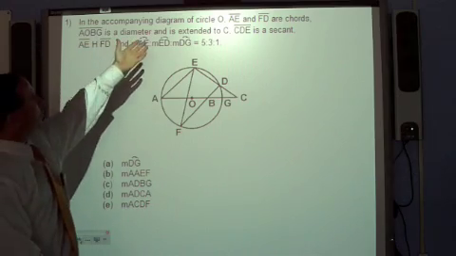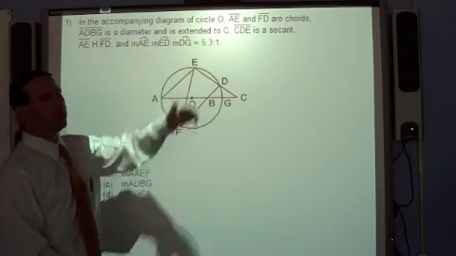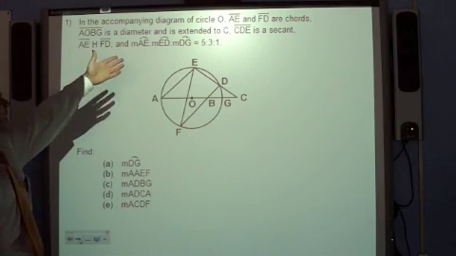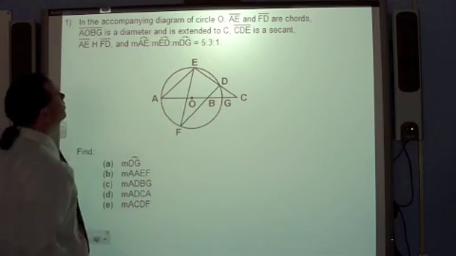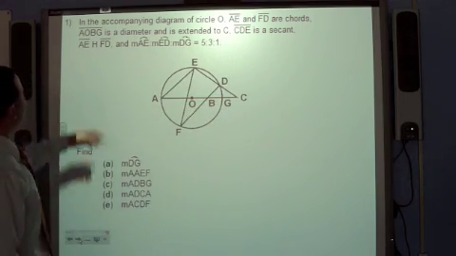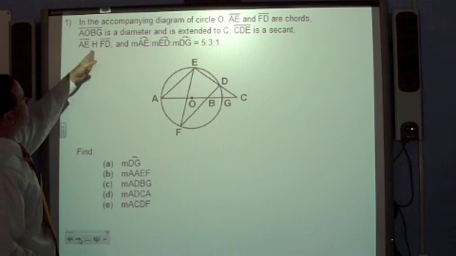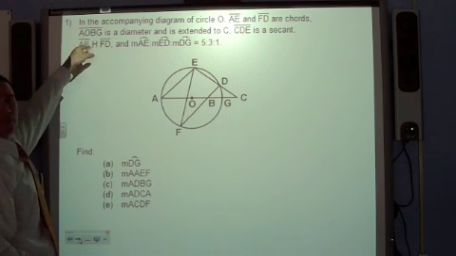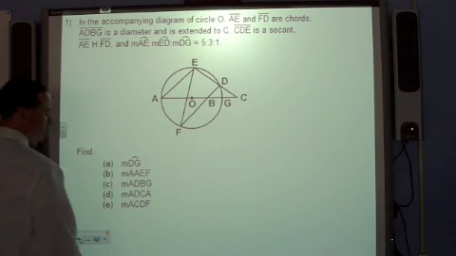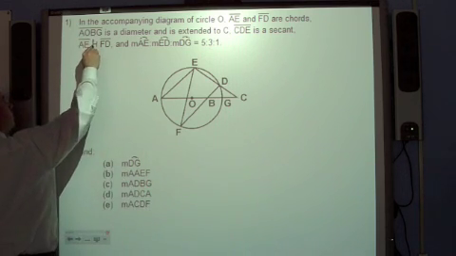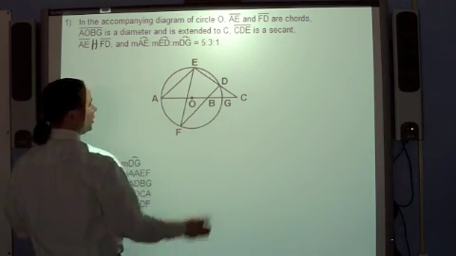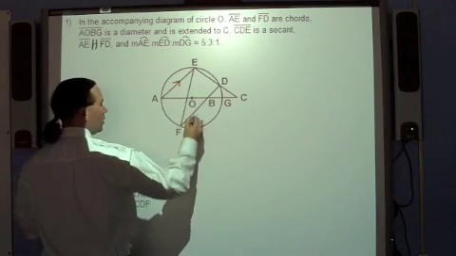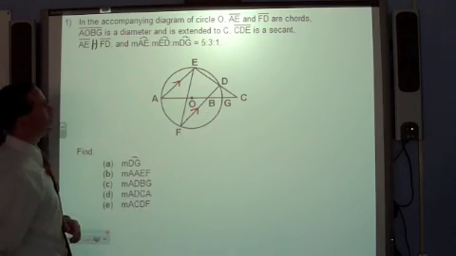In this circle, diagram of O, AE and FD are chords, great. AOBG is a diameter, that could be useful, right? Diameter splits circles in half. CDE is a secant. AE is parallel to FD. The font isn't loaded in the computer properly. So this is parallel to FD, okay? In other words, this line here, AE, and this line here, FD, are parallel to each other.